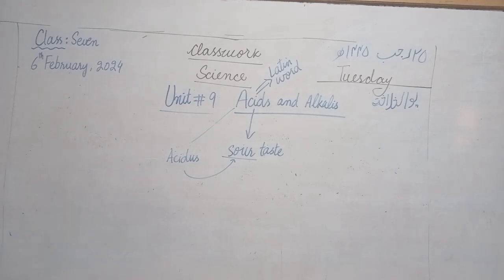Can we find acids in our surroundings? Yes. In our food, for example, oranges, lemon, grapes, vegetables, fruits. It means if these things have a sour content, then we say these are acidic.